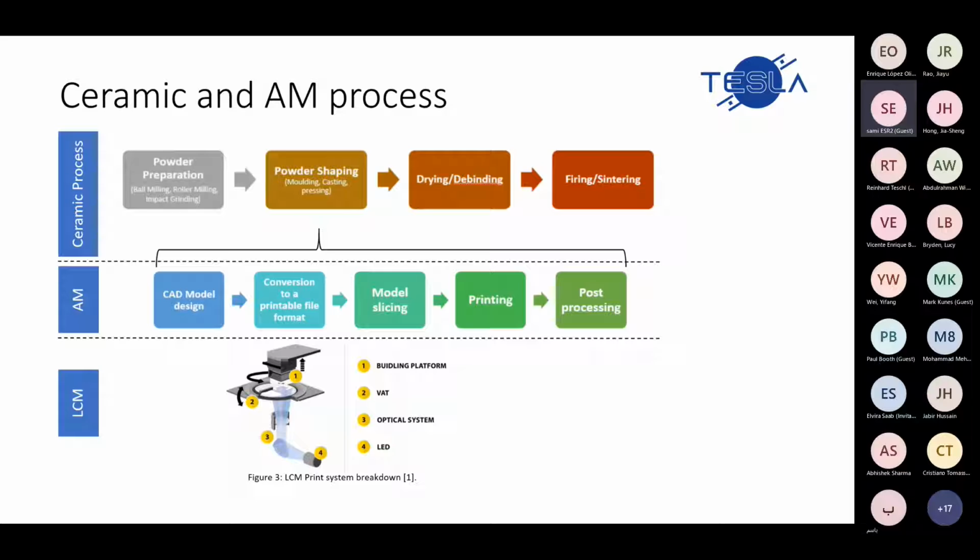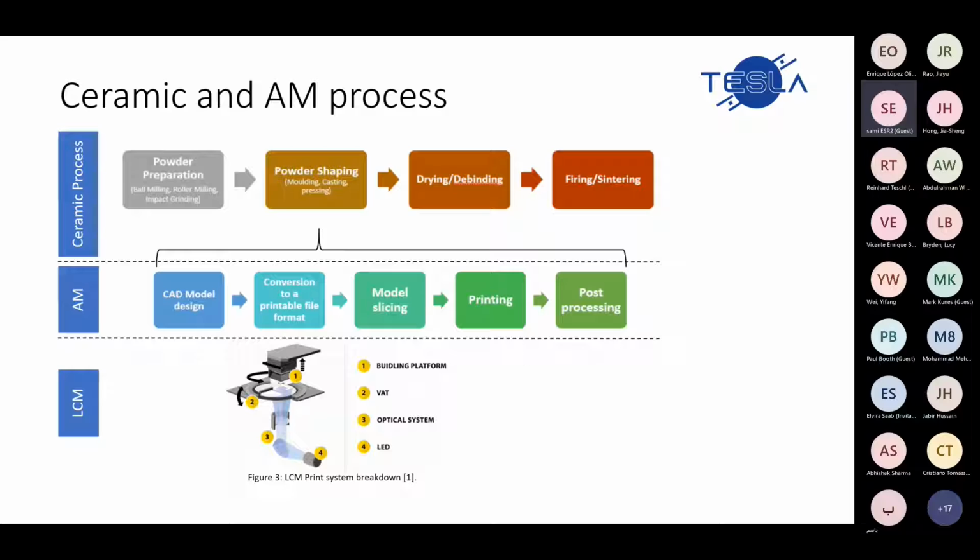A more conventional ceramic manufacturing process is you have some sort of powder preparation, whether that's ball milling or grinding of the material. Then you need to shape the powder, so molding or casting it. Then the shaped powder goes through a drying or debinding phase, and then it's fired and sintered to produce a final part.